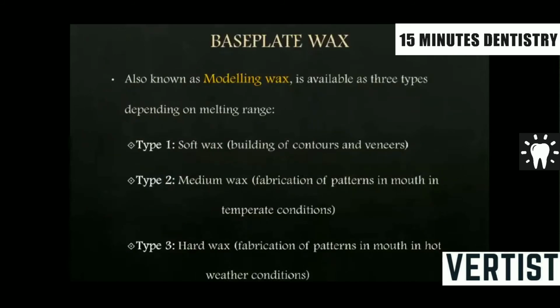Baseplate wax, also known as the modeling wax, is available in three types. You have type 1, type 2 and type 3. Type 1 is the soft wax which is used for building contours and veneers. Type 2 is the medium wax, and this wax is used in temperate atmospheric conditions. And type 3 is the hard wax which is used in conditions where the temperature or the weather is very hot.